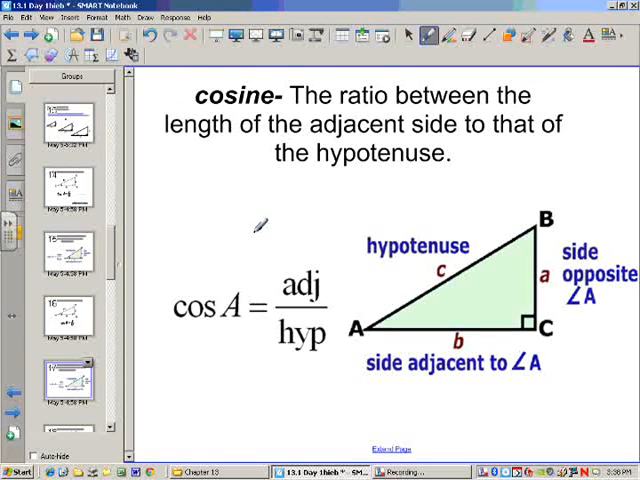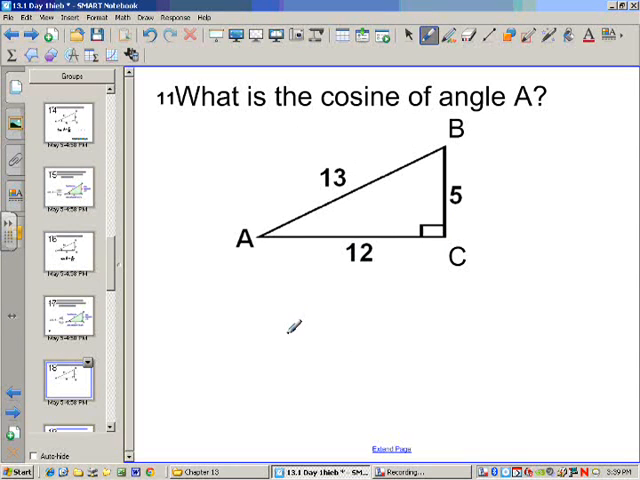Now we have another ratio, which is cosine. This is the ratio between the length of the adjacent side and that of the hypotenuse. So in this situation, the cosine of A would be B over the hypotenuse, which would be C. So in this situation, the cosine of A would be adjacent, which is 12, over our hypotenuse, which is 13.